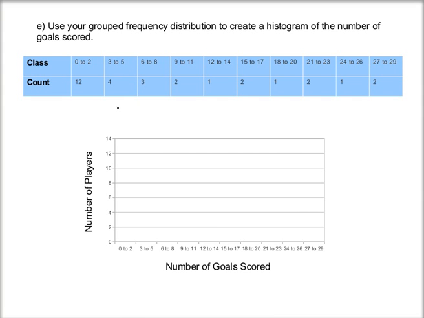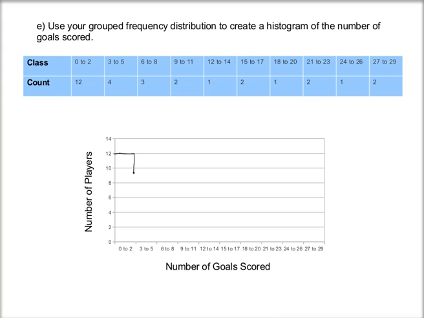So for the final part, we're going to use the grouped frequency distribution to create a histogram of the number of goals scored. So for each interval, I'm going to go down here on my chart and draw a bar that corresponds to my grouped frequency distribution. So for my interval from 0 to 2, I have a count of 12, so I'm going to draw a bar of height 12 here.